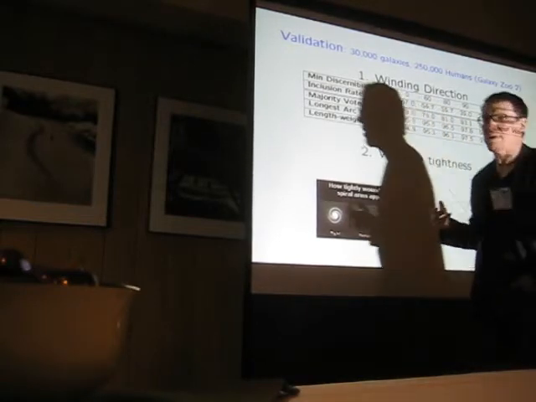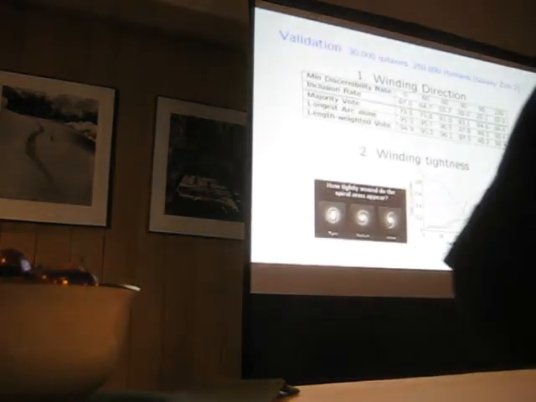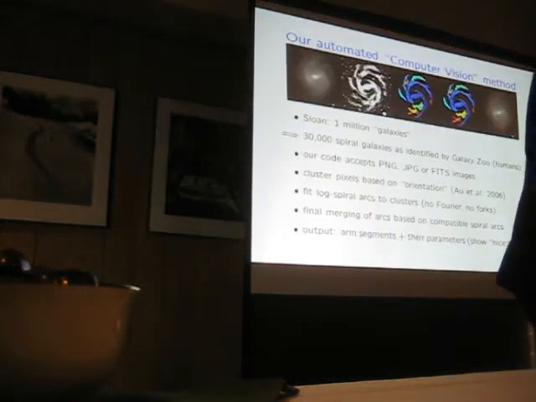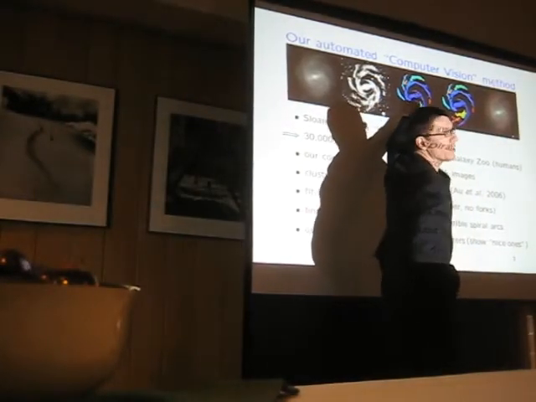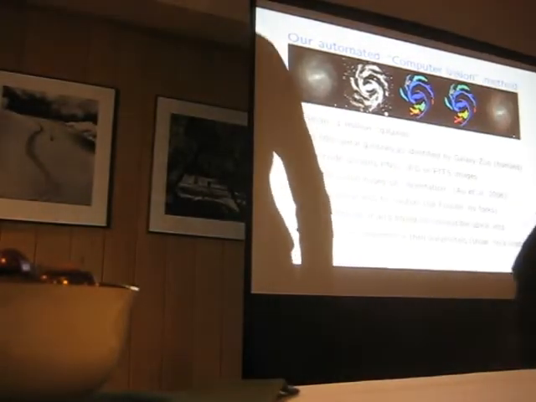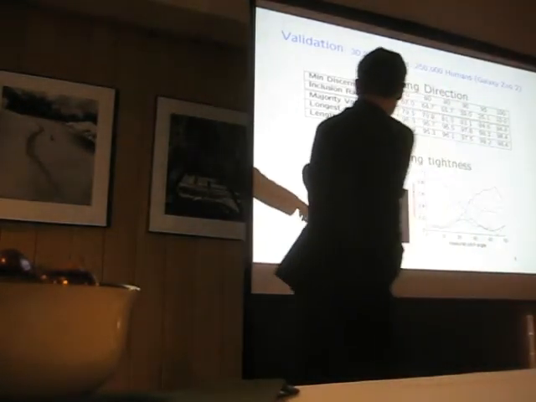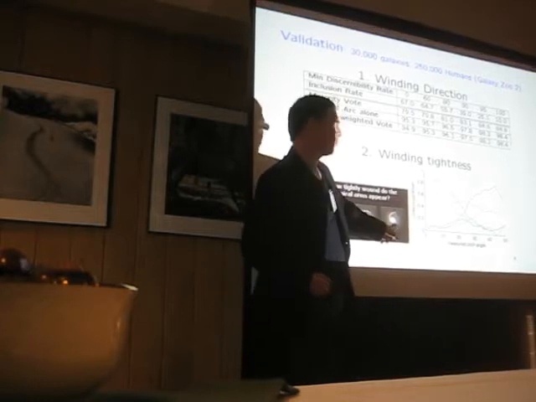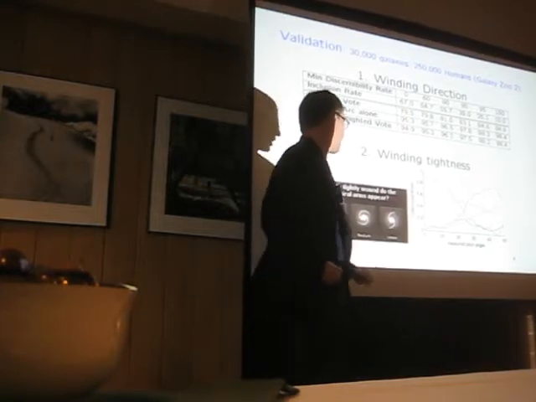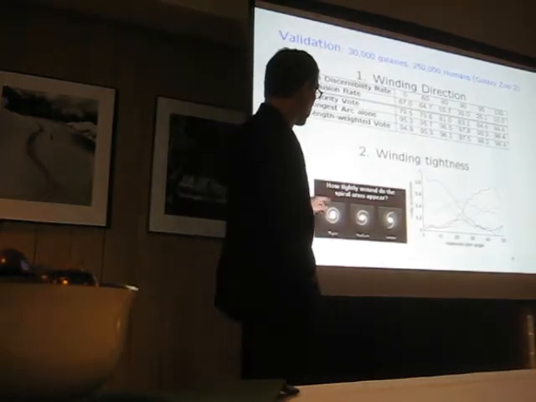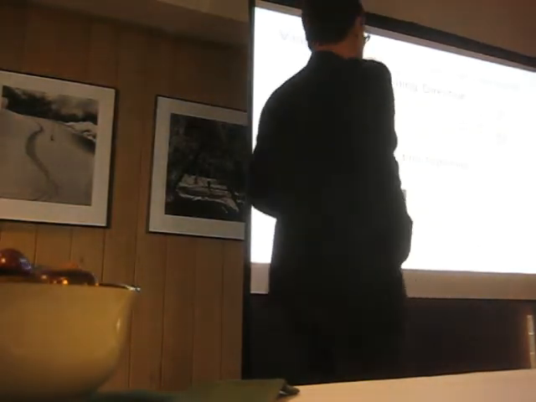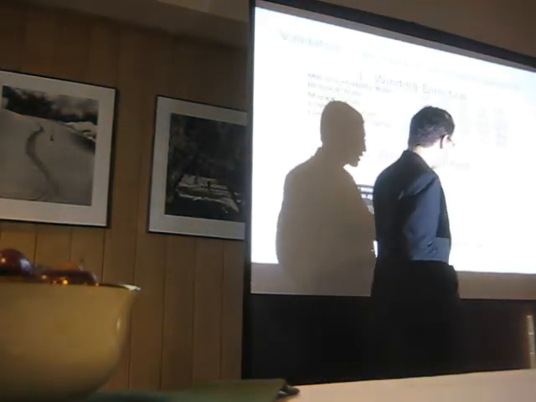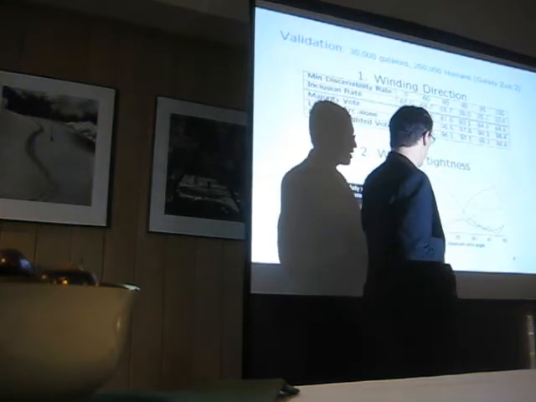We can also directly measure the winding tightness, or the pitch angle. The pitch angle is the angle that this curve makes with a circle centered at the origin. So a tightly wound spiral corresponds to a low pitch angle, and a loosely wound spiral corresponds to a large pitch angle. The humans were presented at Galaxy Zoo with these three images for each of the galaxies, and asked which of these cartoons most resembles the galaxy. We can directly measure the pitch angle of the galaxy.